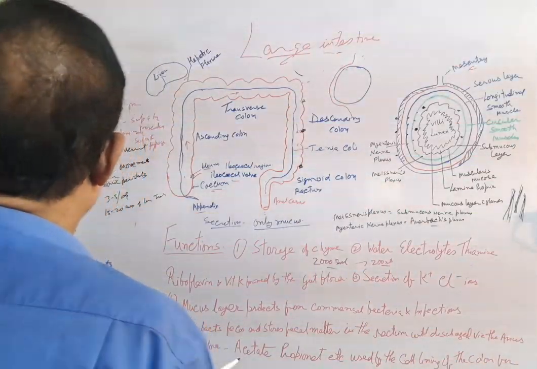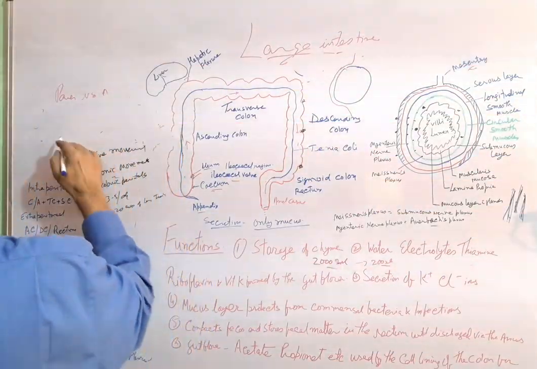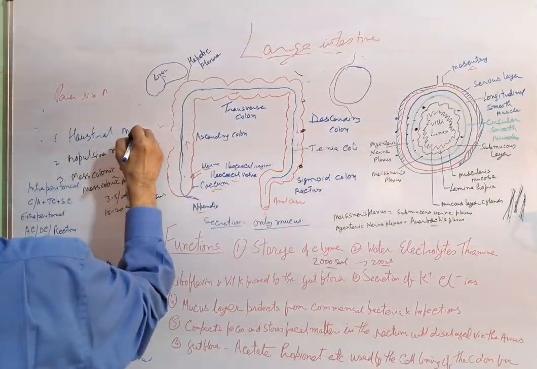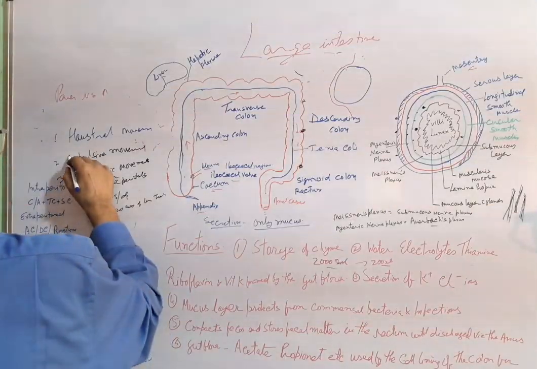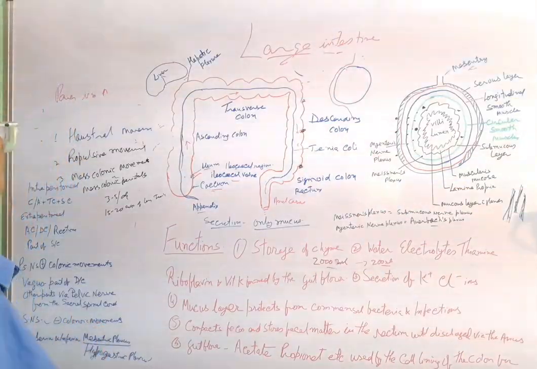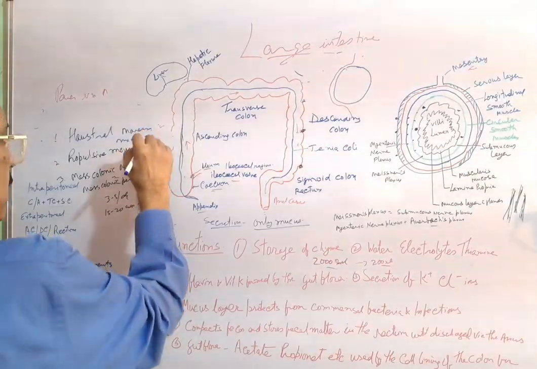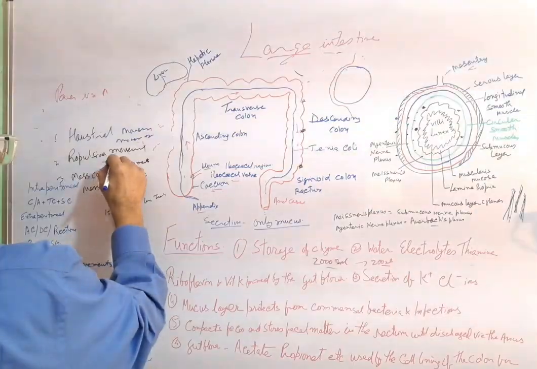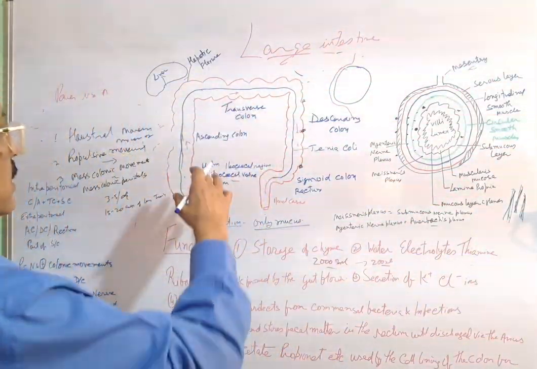Now, movements. Number 1 is haustral movements. This is like the segmental movements of the small intestine. Then propulsive movements. Propulsive movements are like the peristaltic movements of the small intestine. Haustral movement causes mixing of the chyme that comes into the large intestine. Propulsive movement propels the material to the descending part of the large intestine.